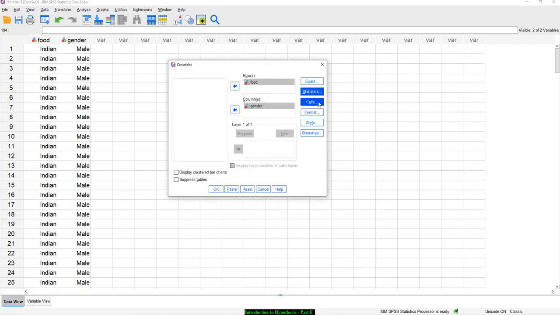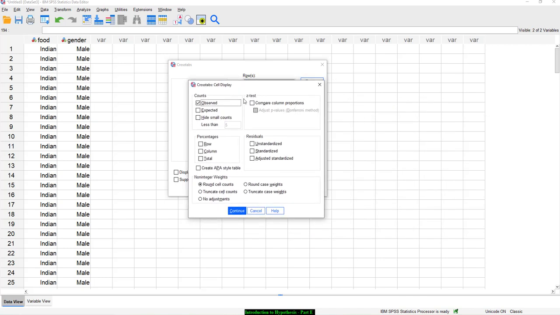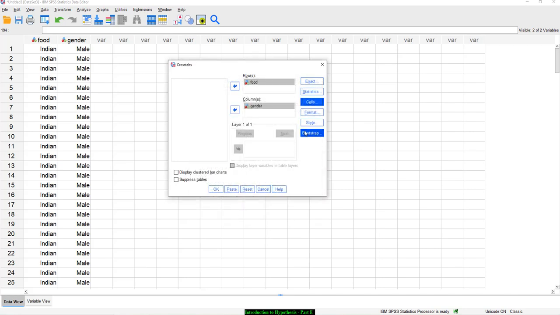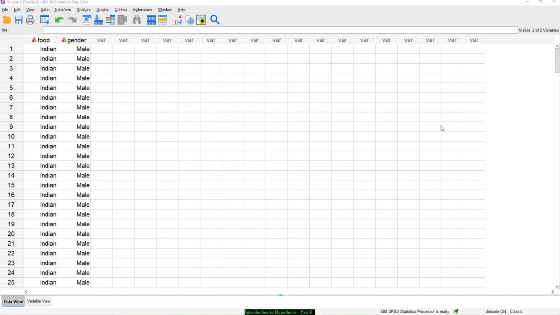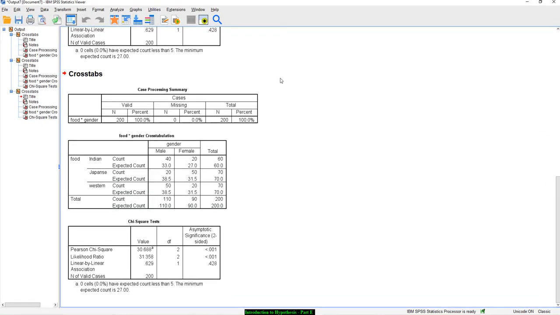For the Cells button, we click on it and we get this dialog box. By default, the count is already ticked for observed. Since we want the expected value, we need to check expected and click continue, and then click OK. Once you click OK, you will get these tables. Basically, SPSS will give you three tables. The first table is a case processing summary to show how many cases are valid and how many missing values. The second table is the cross tabulation table.